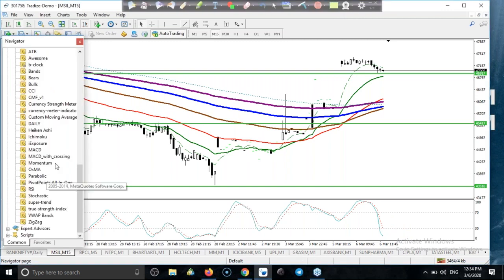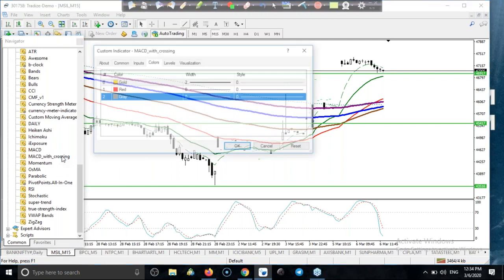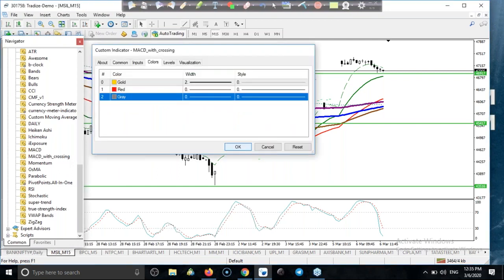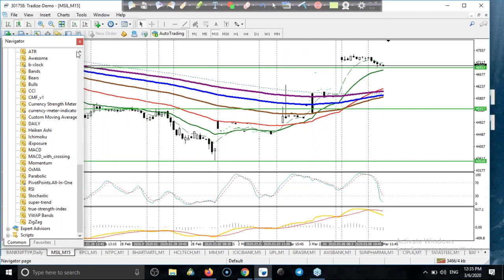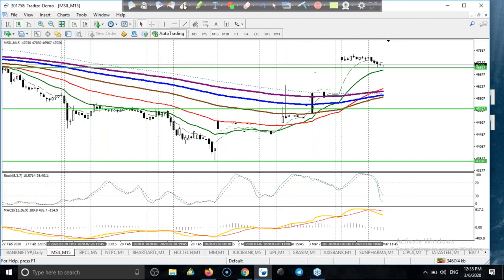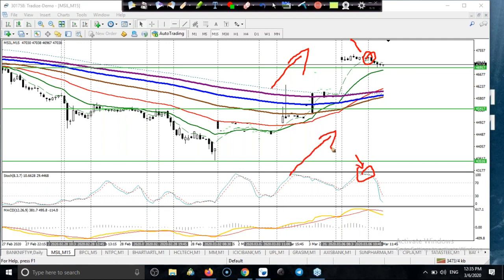Let me use MACD crossing. Is there any buy opportunity or not? Now I just used the MACD. MACD has already given a sell signal, but the trend is up, so we will not go for short, right? Because we are not going for sell, since the trend is now an uptrend. Now we are looking for buy only. Remember, we are looking for buy.